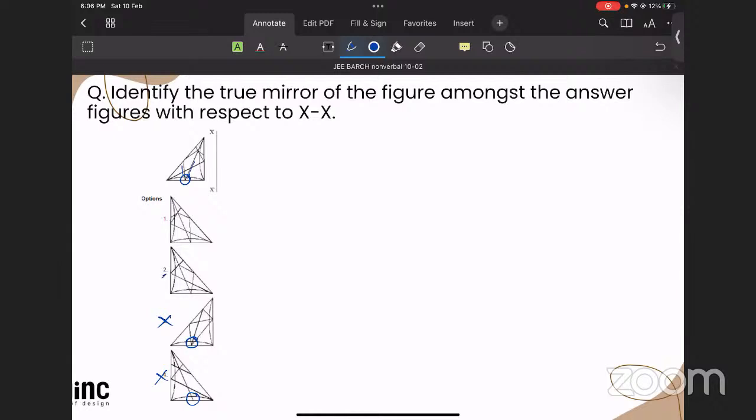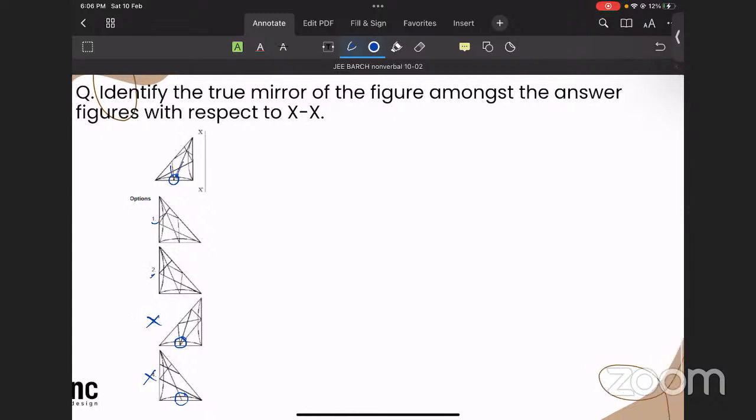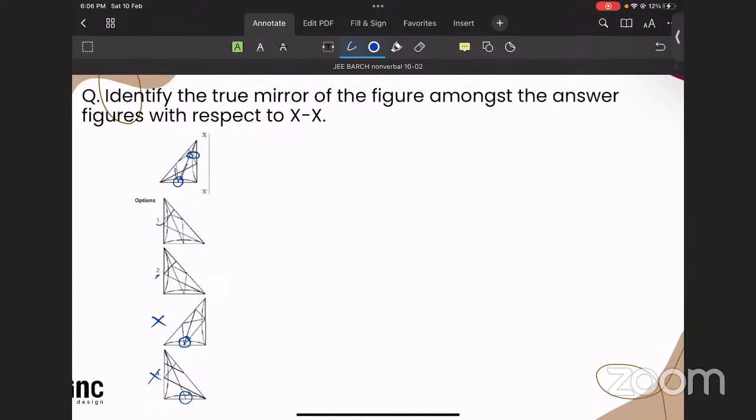Now coming to option 2 and option 1. If you observe here, in option 2 there is a missing line over here. Few lines are missing. If you compare this particular portion with option 1, it is fine, but in option 2, it is not. So the most probable and right answer is option A.